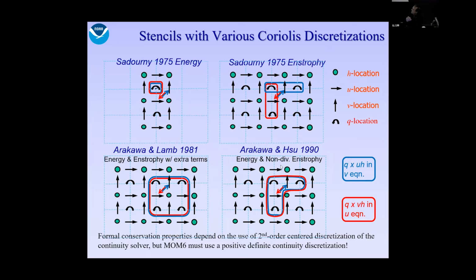There have been other discretizations that people have devised over the years. A very well-known scheme of Arakawa and Lamb, 1981, uses an average of the four different potential vorticities around this couplet of velocities, with weightings such that the two on the diagonal are weighted twice as heavily as the other two. But he also has to add in some extra terms.